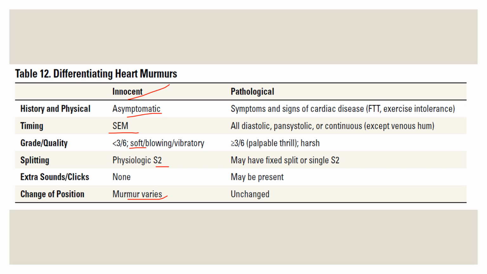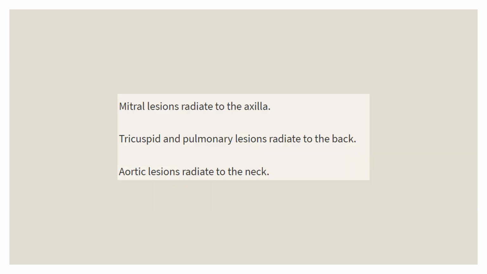Pathological: any diastolic murmur is always pathological. And there are signs of cardiac disease like failure to thrive or exercise intolerance, or a pansystolic murmur, again pathological. Continuous murmur, pathological. A palpable thrill and harsh murmur with fixed split or single S2, but no change with position, that's a pathological murmur. Now, usually mitral murmurs radiate to the axilla, tricuspid and pulmonary radiate to the back, and aortic radiate to the neck.